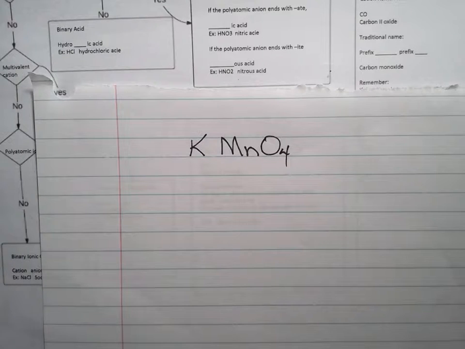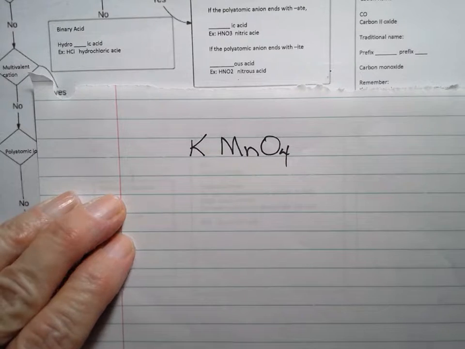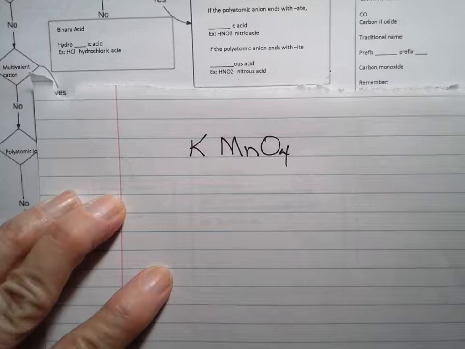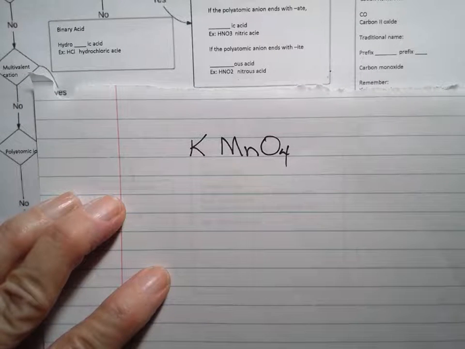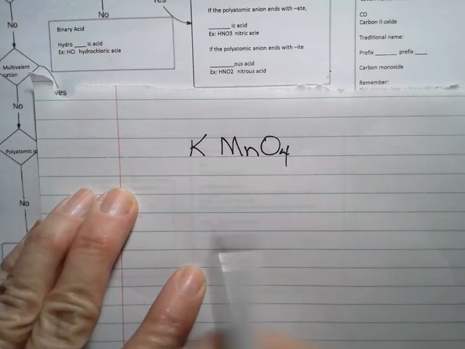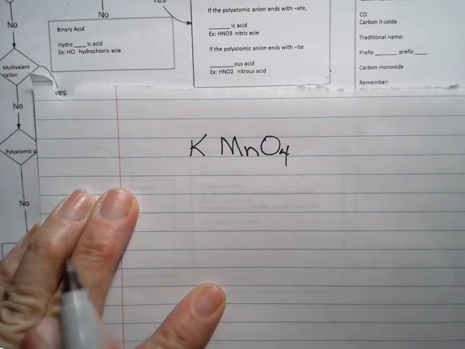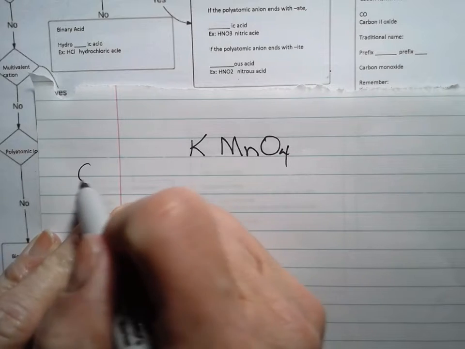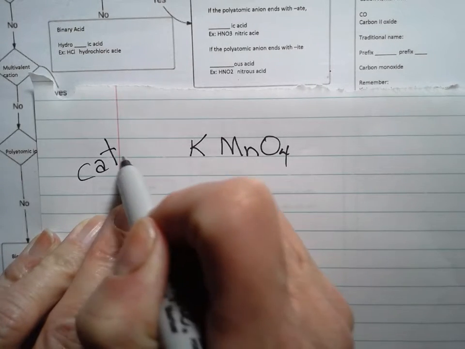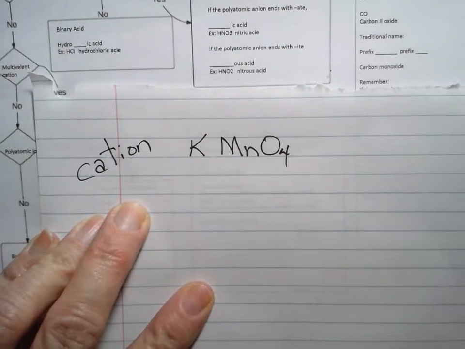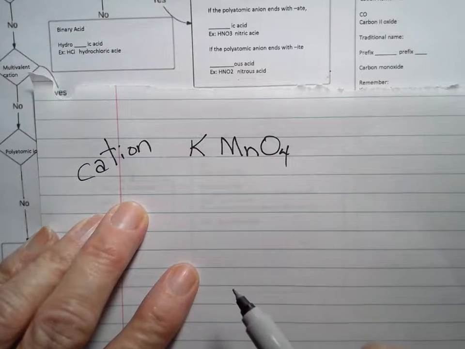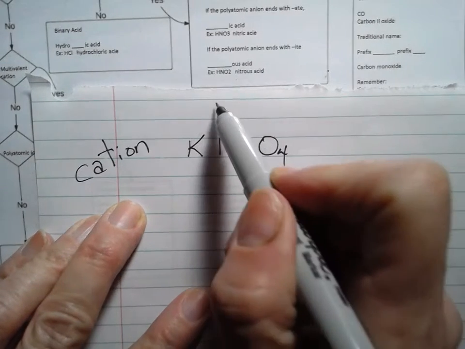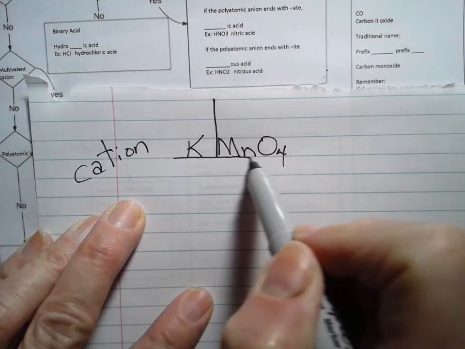Now we're going to write the formula for KMnO4. So if we look at this, we see first of all that we've got all kinds of different elements here. So we want to separate out our cation from our anion. Just a reminder, a cation has a positive charge, and the anion has the negative charge. Well, I can separate it just like this.